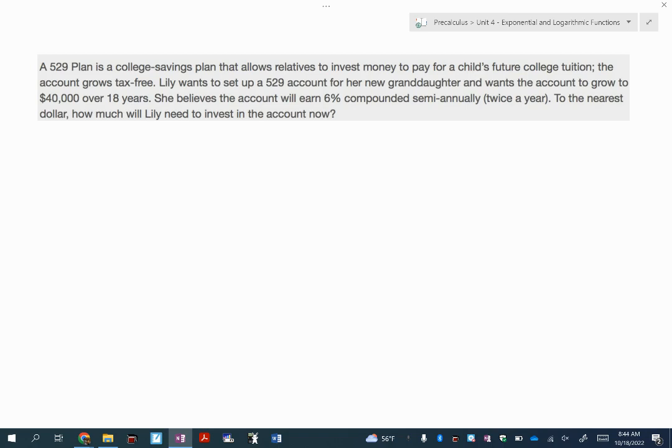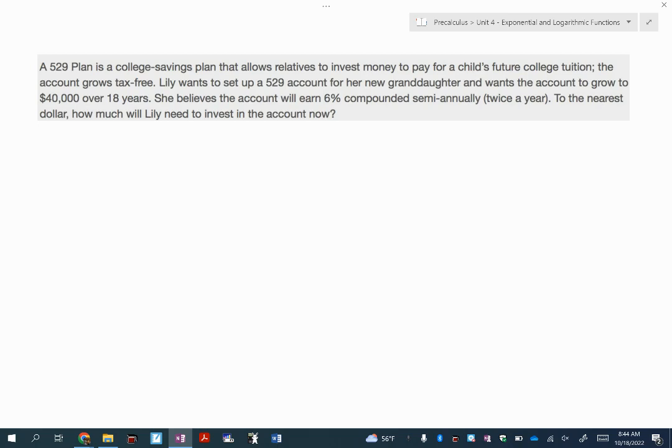But 529s essentially allow you to invest money for your child's future tax-free. So you don't have to pay taxes on it until you actually start using it when they turn 18 or whatever year they start to go to college. Now, the thing about it is it can only be used for educational purposes. You can't all of a sudden say, oh, I'm not going to college, here's this money that I've been investing, I'm going to use it. It has to be used for educational things like room and board, tuition, books, things like that.